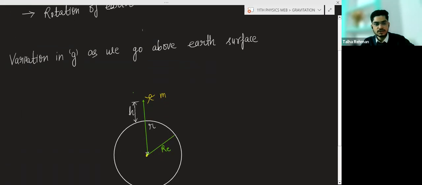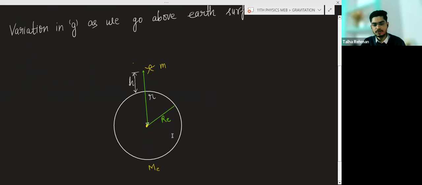So first case is this variation in G as we go above the earth surface. Same example, mass of the earth, radius of the earth, and this is the earth, and we are considering earth as a perfect sphere, and this is the center of the earth, and this is a person, and this person now is at a height h above the surface of the earth. From this surface, this person is at a height of h.